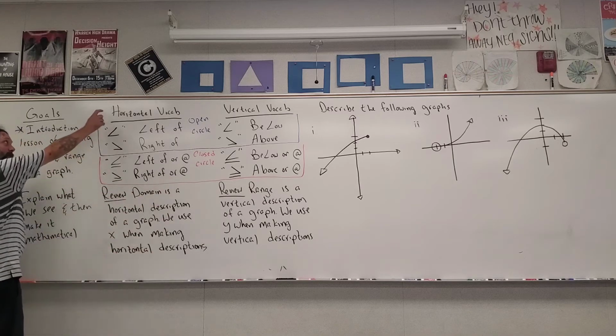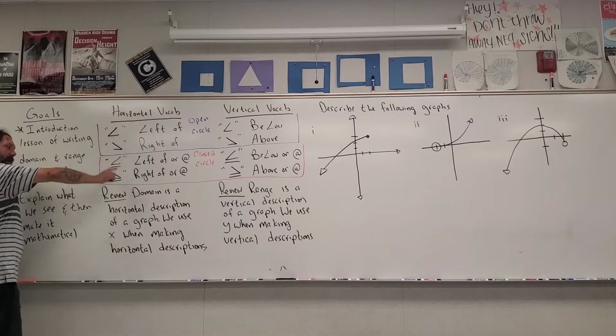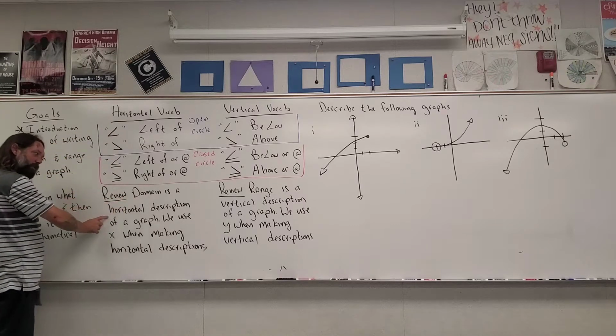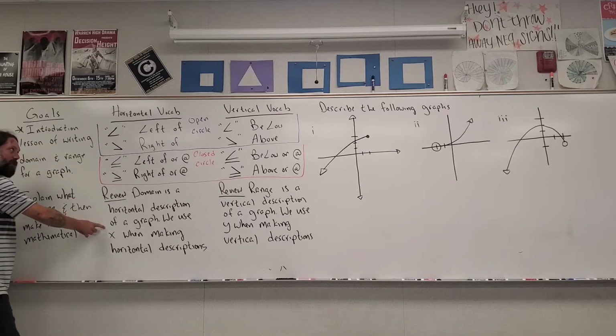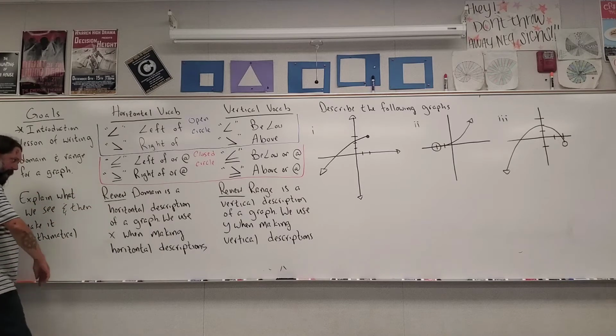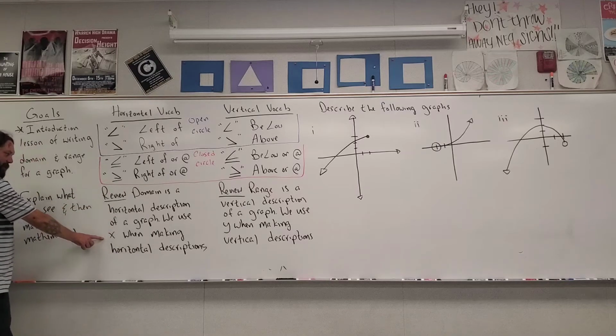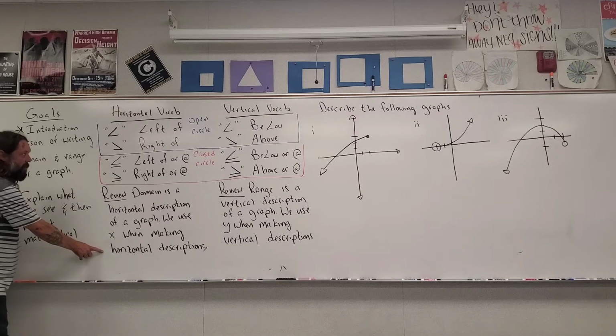And again, this is about horizontal vocab. And let's review. Domain is a horizontal description of a graph. So we're going to talk about left and right. We use X when making a horizontal description.